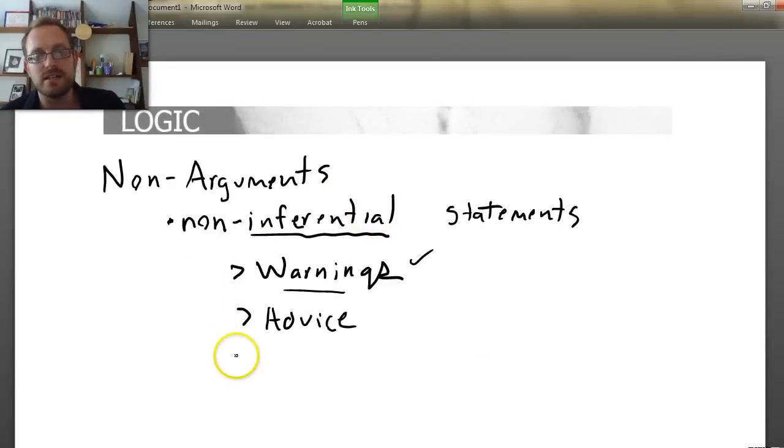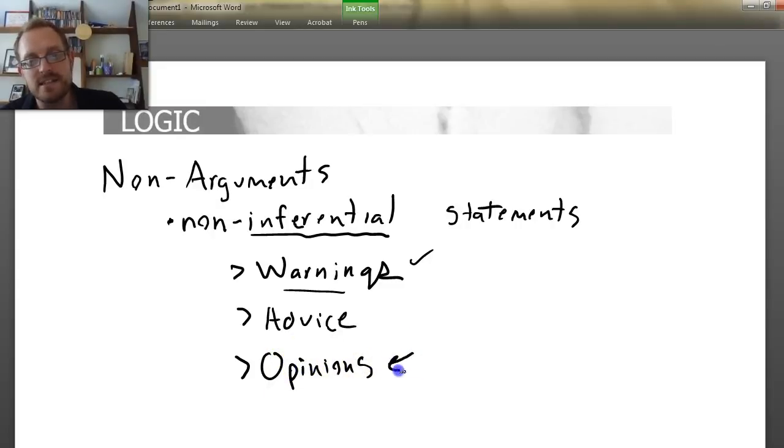So let's throw that down here. People's opinions do not count as argument. Now, good opinions, if someone has an opinion, you ask them why, hopefully they'll give you an argument. But the opinion itself is not an argument. Right? That's just what someone thinks, okay?